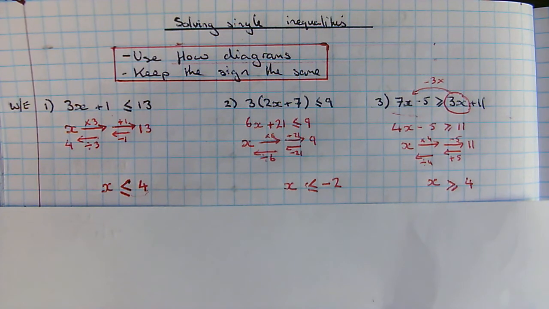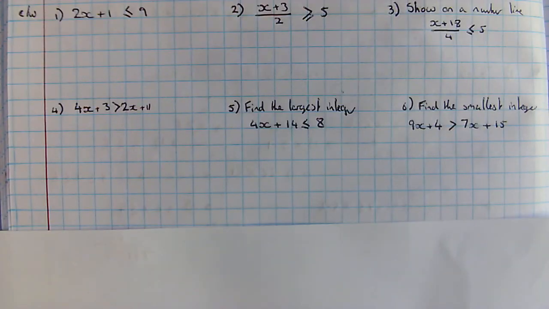Okay, pause while you take down the video, and then we're going to have a look at some questions for you to try. Okay, so there's 6 questions here. For all of them, I'd like you to get to a position where you've got x is less than or equal to, x is greater than or equal to, x is less than or x is greater than. And then for questions 3, 5 and 6, it asks you to find some specific information about it.